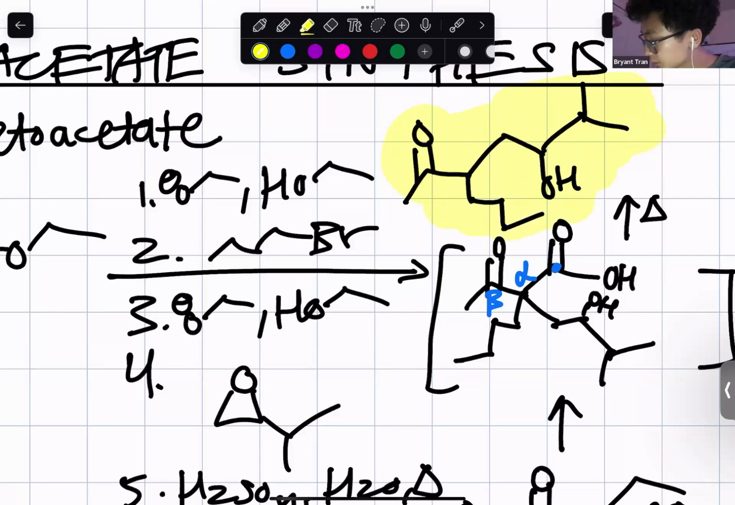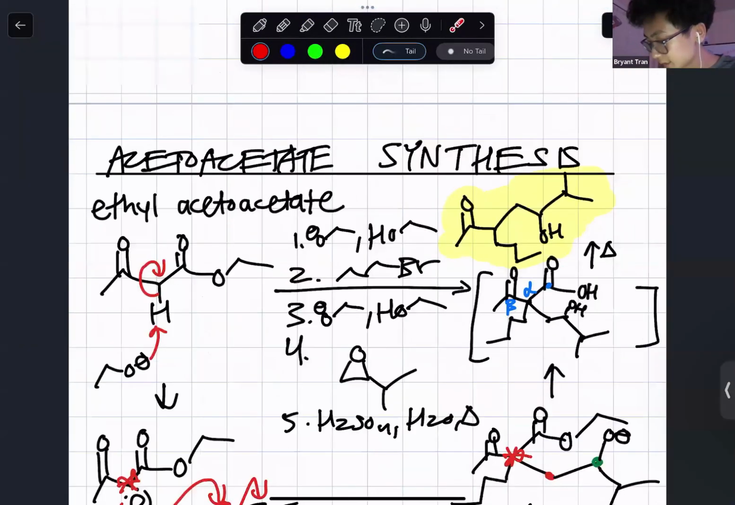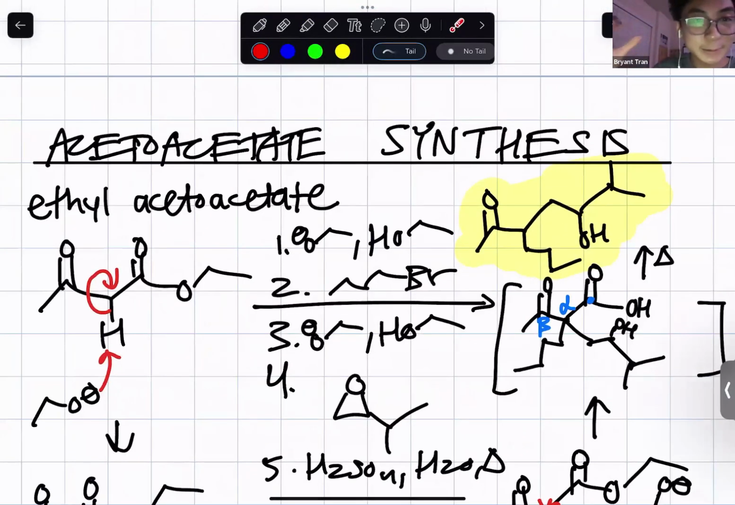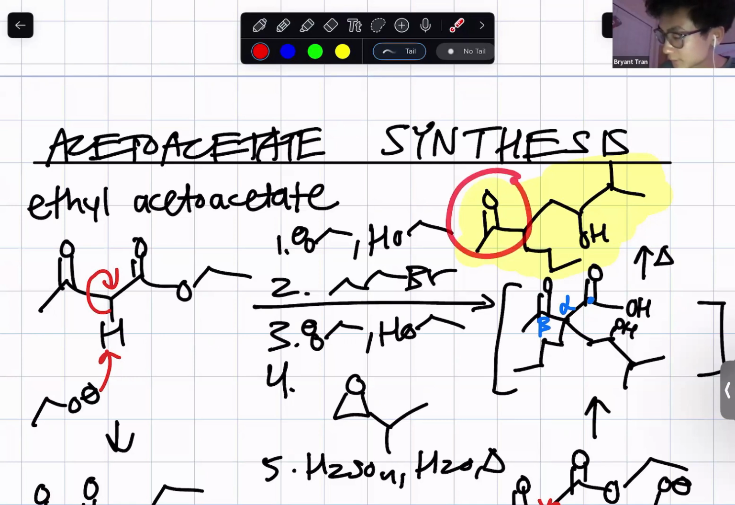That is acetoacetate synthesis. Exact same synthesis route as malonic ester synthesis. Exact same process. The difference between acetoacetate synthesis and malonic ester synthesis is the carbonyl that is beta to the carboxylic acid, right?